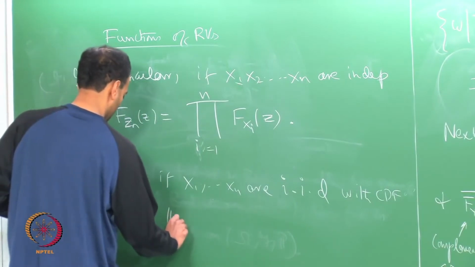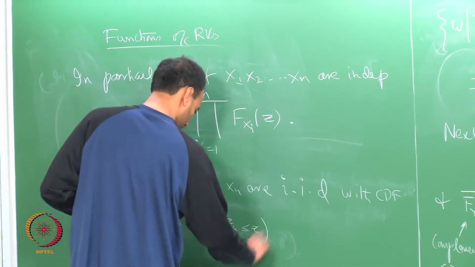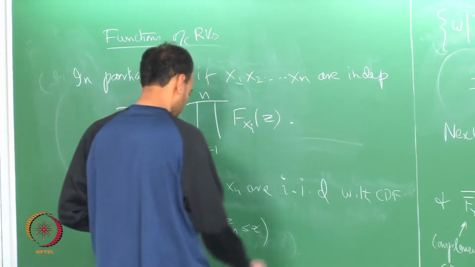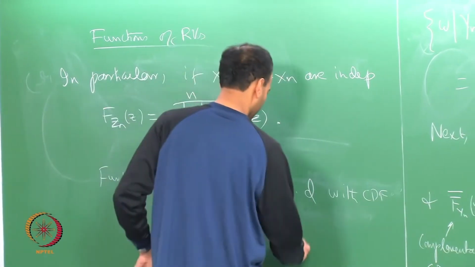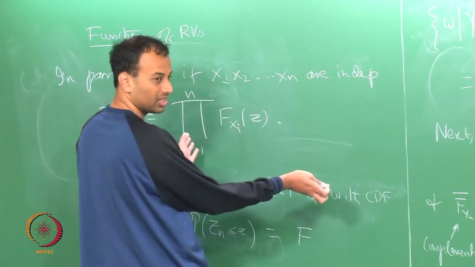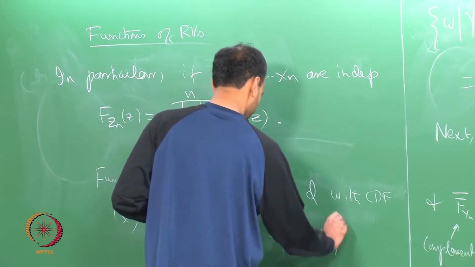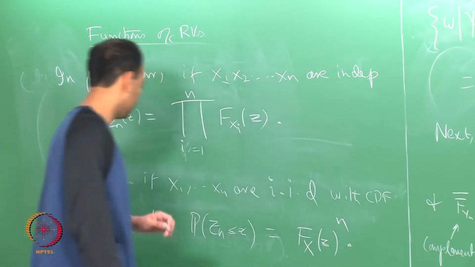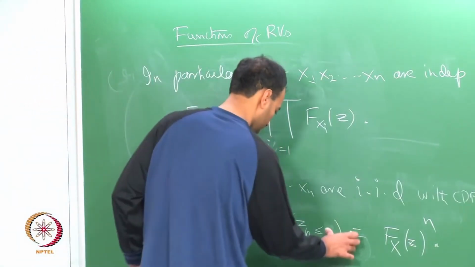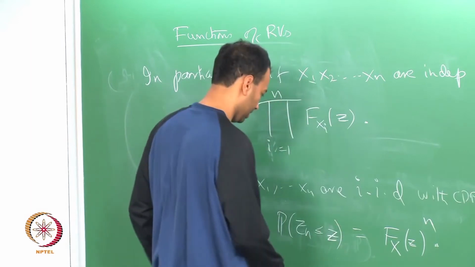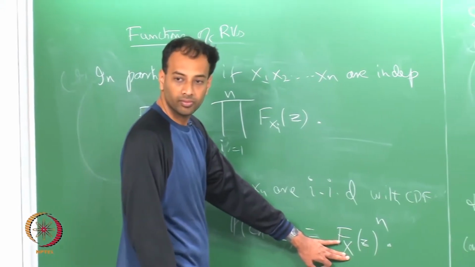then the maximum will be distributed as, all these are the same function now, so it will be the nth power. So, if they are independent you will multiply the CDFs, if they are independent and identically distributed you will take the nth power of the common CDF, well I should say z here. Fine.